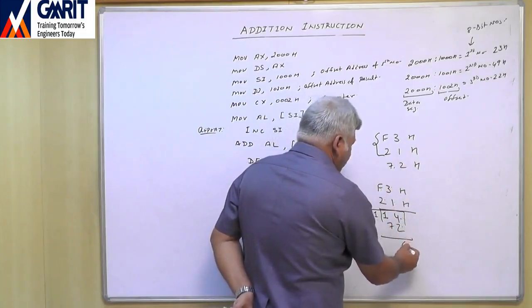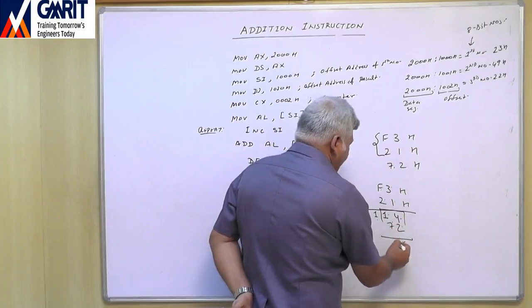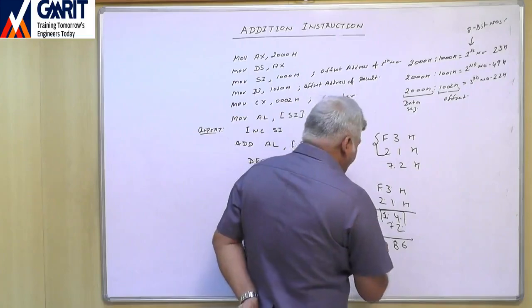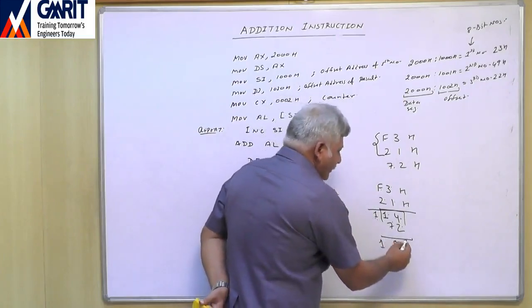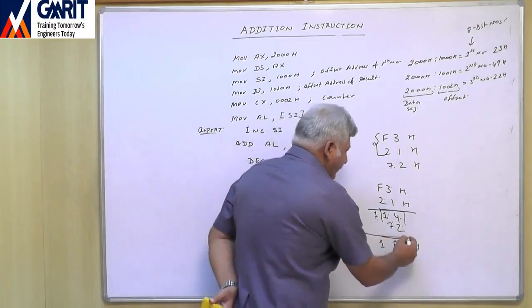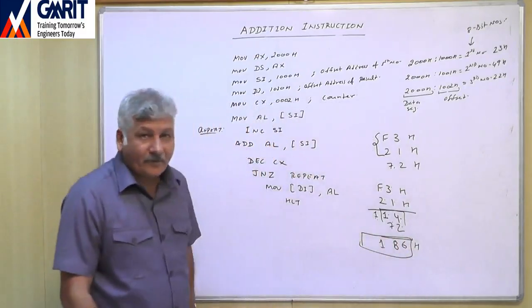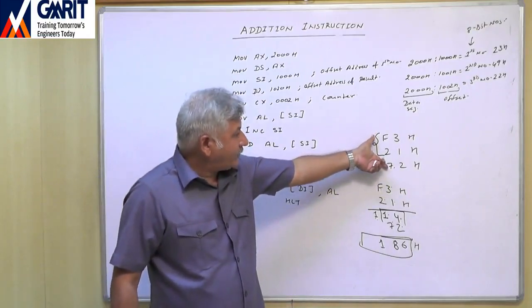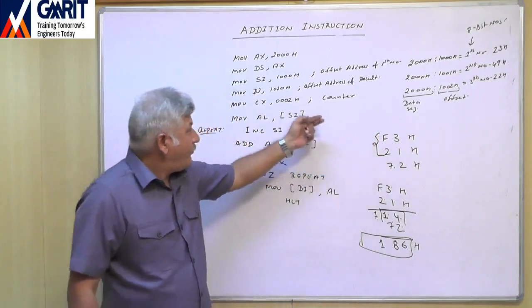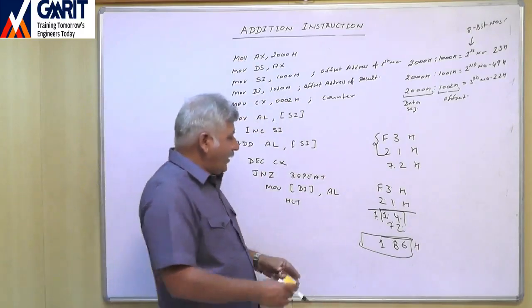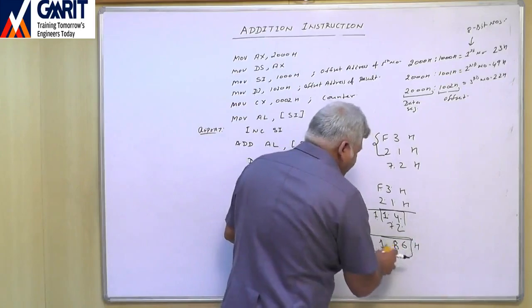Now with this, add 72. 4 plus 2, 6, 7 plus 1, 8. And already there is 1. So the result will be 186 in hexadecimal. This is the result, right? But if these three numbers are added by this program, then you will get a result 86.